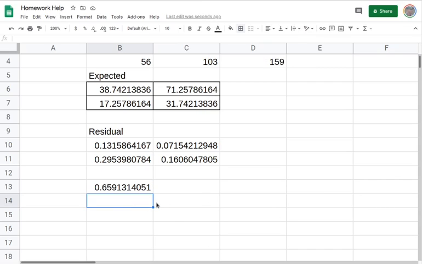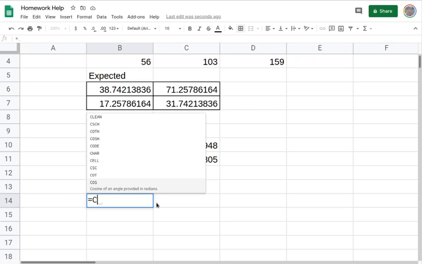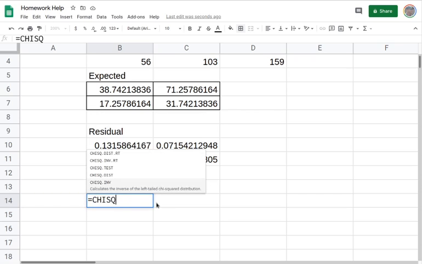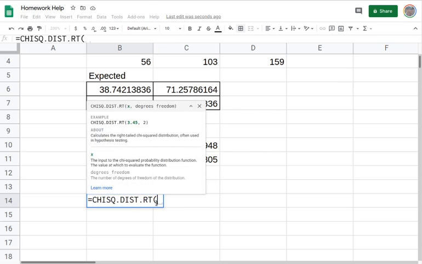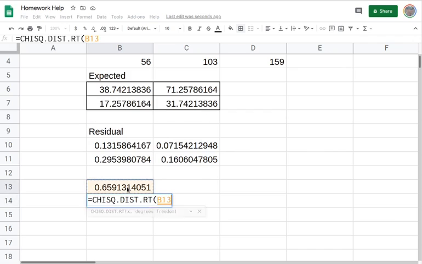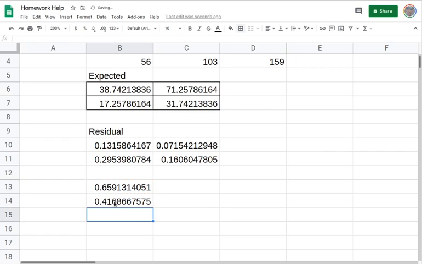Okay. Now, if I had to calculate the p-value, I would use the chi-square.dist.rt for our right tail. And the first thing it's asking me for is the x value. That's my test statistic. And then it needs the degrees of freedom. The degrees of freedom are the rows minus 1 times the columns minus 1. So in each case, it's 1 times 1. That means my degrees of freedom will be 1 in this case. So there would be my p-value.